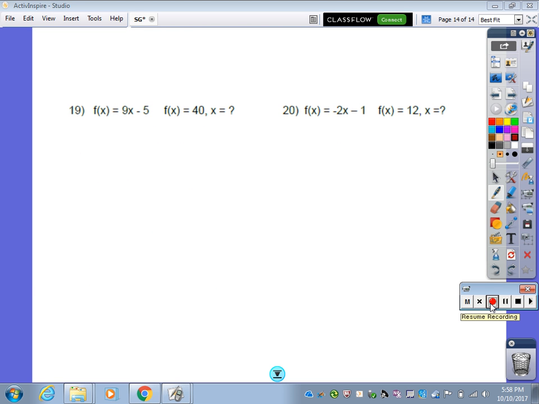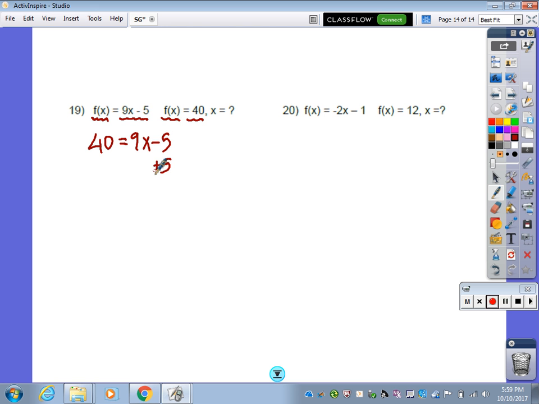Let's look at one last question together. We were given f of x as 40, and we want to know what x value would make f of x equal to 40. So I want to find what x value makes this 40. Therefore, I put 40 for f of x, and I'm going to try to find the x value for this function.